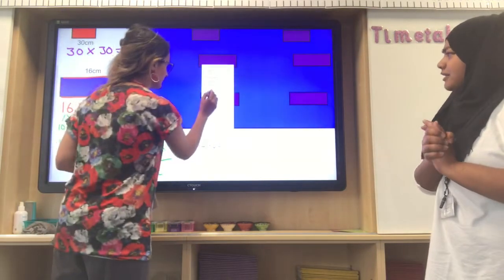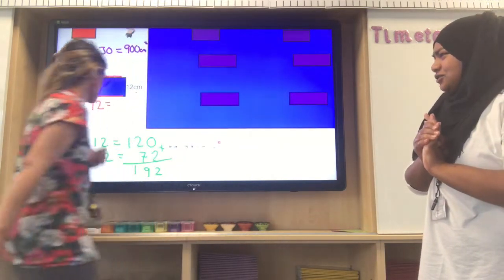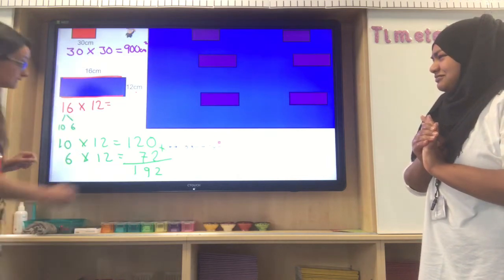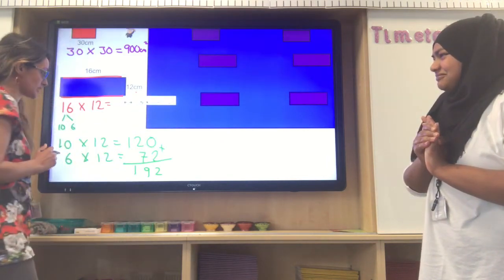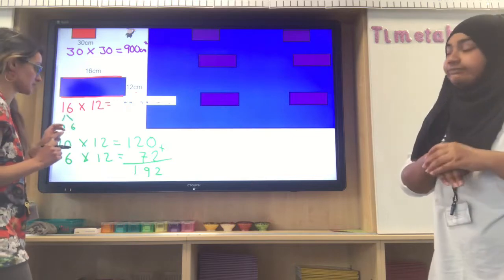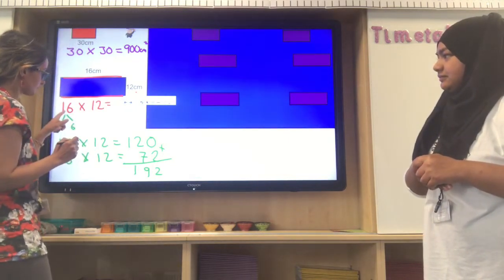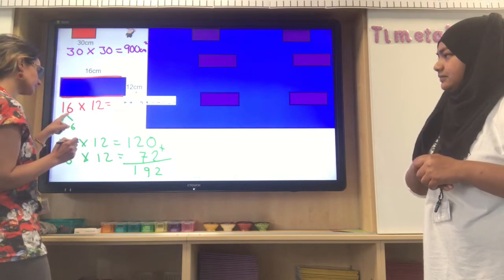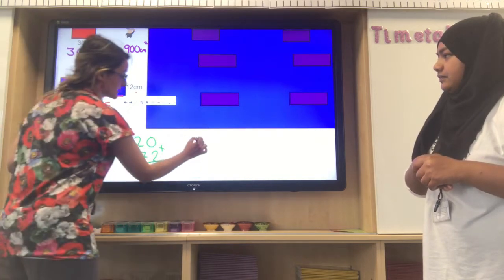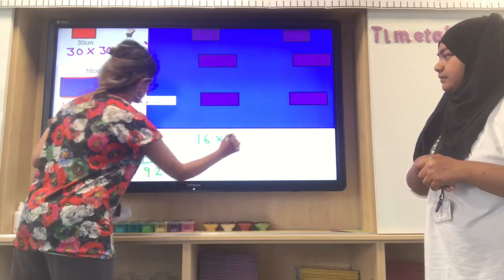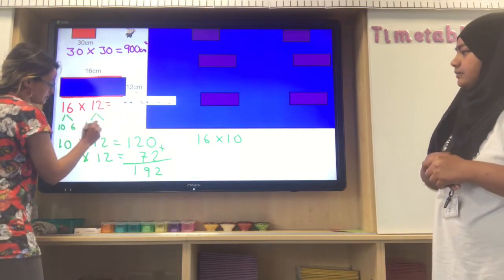Now, is that our final answer, Mrs. Gale? Yes, that is our final answer. We could use long multiplication to check, but this is a really good mental maths strategy, and it's pretty quick, to be honest, rather than writing out a whole long multiplication. So Miss Mia said the other way. You could do 16 times 10, because what I've done here is partition the 12 into 10 and 2.